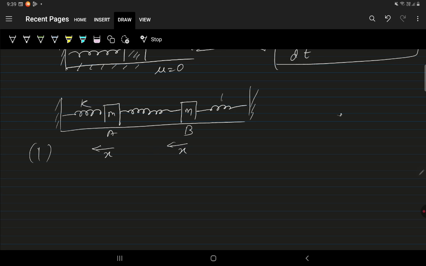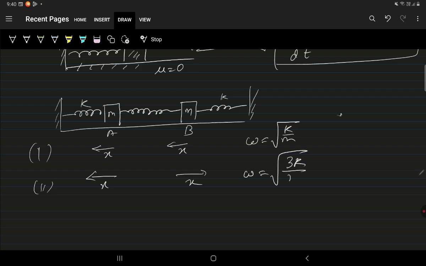The spring constant is k. In this case, the angular frequency comes out to be root k by m. In the second case, we displace them by the same amount x but in the opposite direction. In this case, omega comes out to be root 3k by m. Can there be other modes? Apparently, no for this scenario.